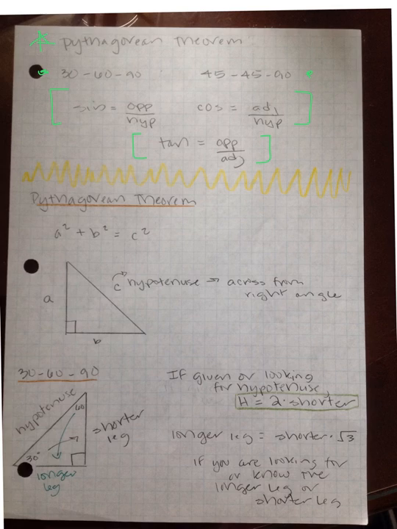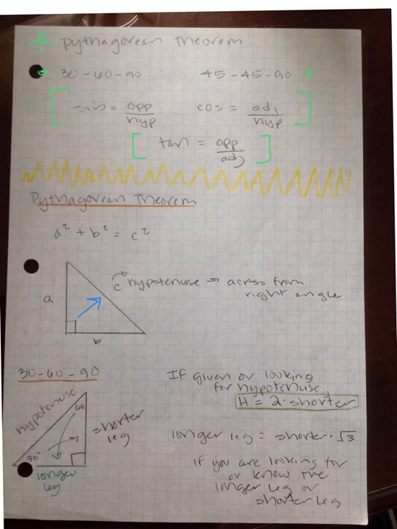Pythagorean Theorem is the first one we'll talk about. The formula is a squared plus b squared equals c squared. C is the hypotenuse. It is across from that right angle, and there are two legs. They're A and B. Doesn't matter if you call the A the B and the B the A, as long as you have the C as the hypotenuse.